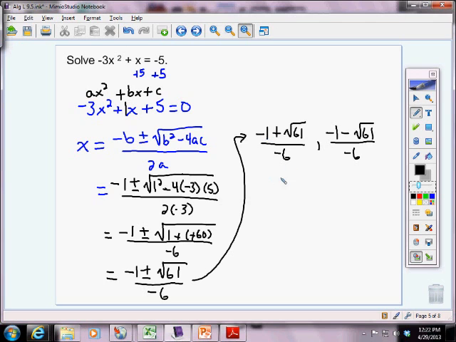We can say that this is approximately equal to a negative 1.14 and approximately equal to 1.47. Okay, so these are our exact answers, and these are approximate answers. But again, that would be hard to see those two from a graph. Okay? So quadratic formula, what that allows us to do is it allows us to find out what the roots or the solutions of our equation are without having to graph it.